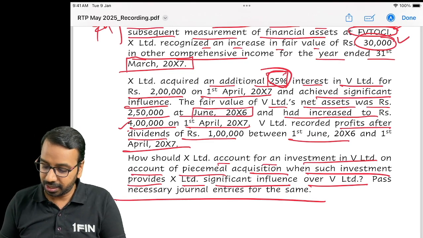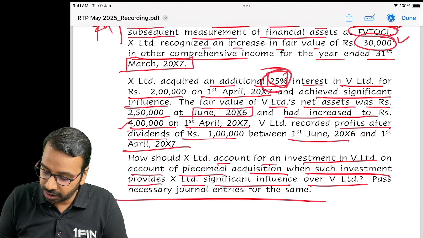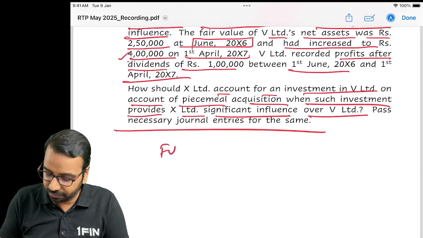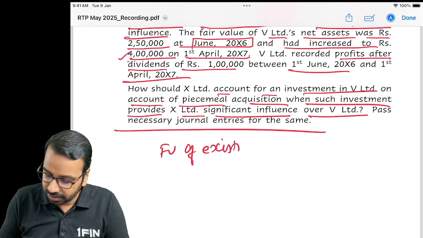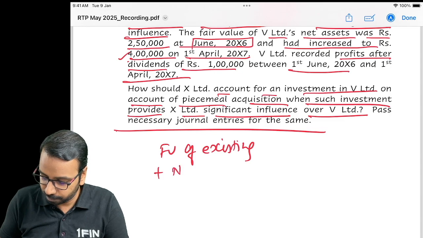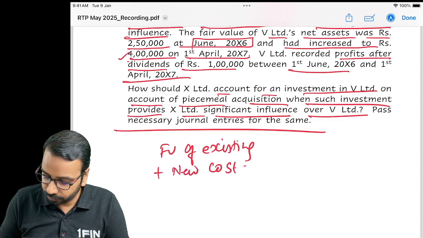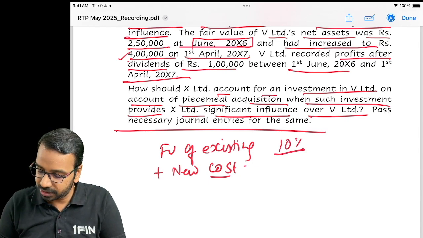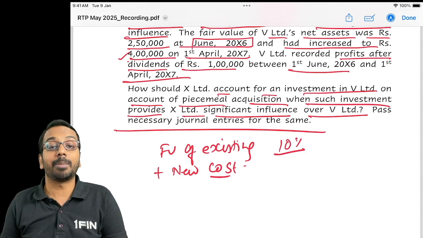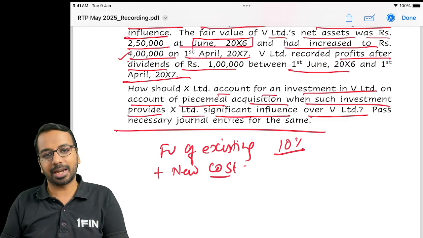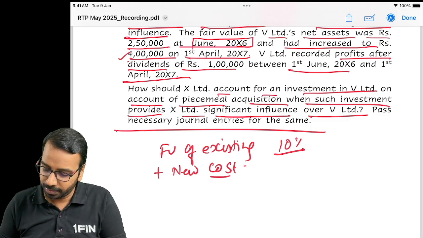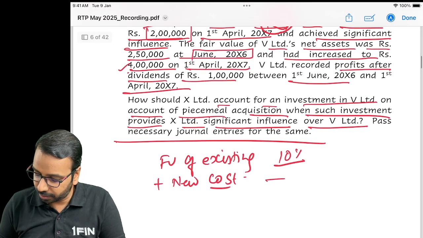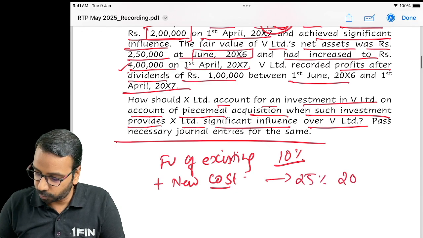So what we can consider is, when we are accounting for this associate relationship, like we do in Ind AS 103, we can take fair value of existing stake plus new cost, whatever is the cost of the new acquisition or the new stake. Means take fair value of this 10% stake, and for the balance 25%, whatever amount we have paid, we can consider that and do the accounting. Now, we have paid 2 lakhs on 1st of April. This becomes my cost for 25%. This is 2 lakhs.